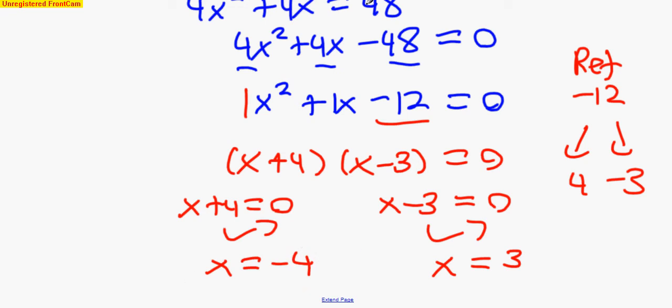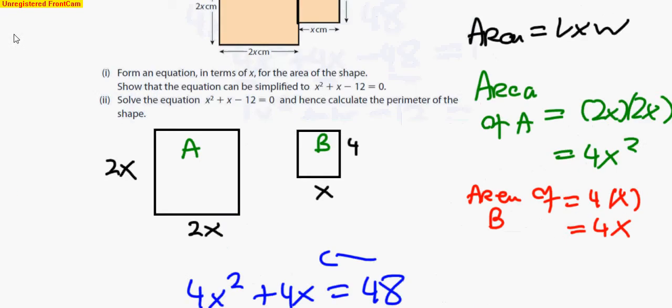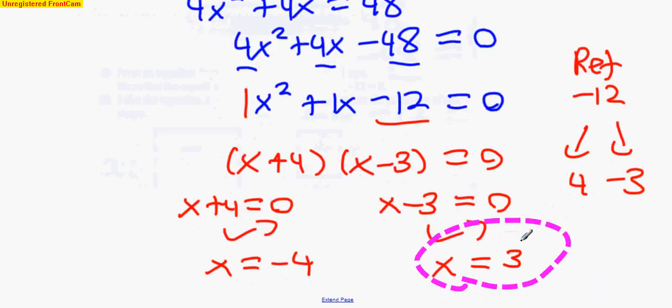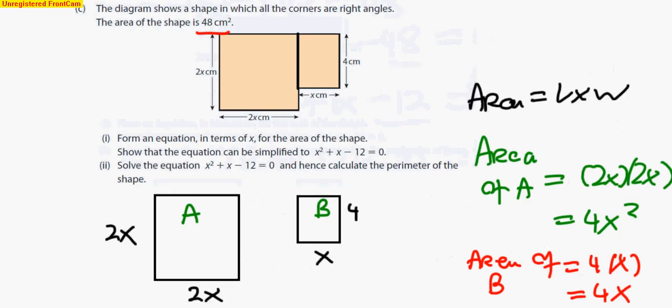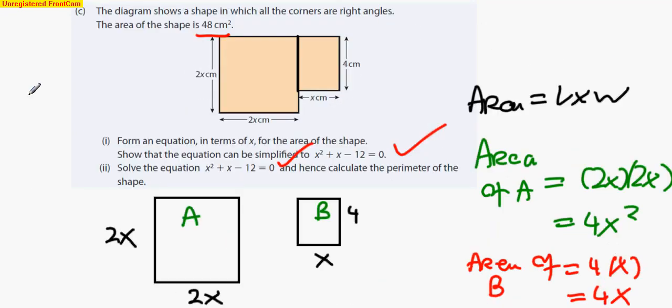The correct answer is x equals 3 because, once again, length cannot be negative. So it's 3 centimeters. Okay, so we found our equation, and then we solved our equation. Hence calculate the perimeter of the shape. We know that x equals 3.